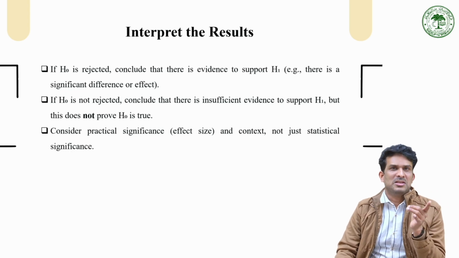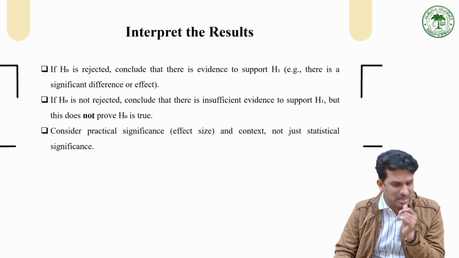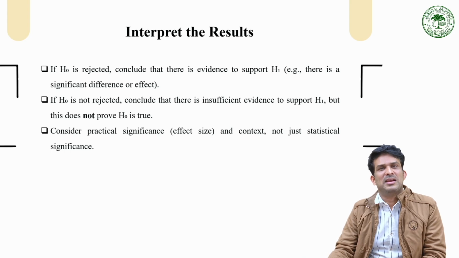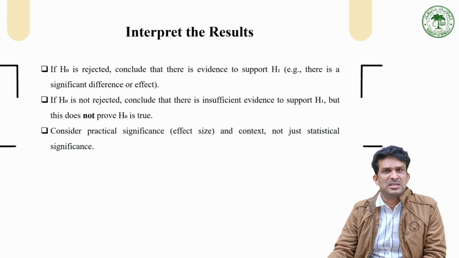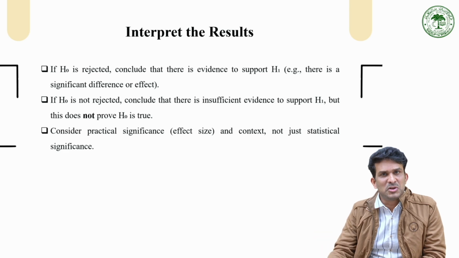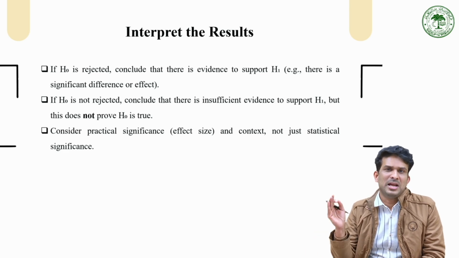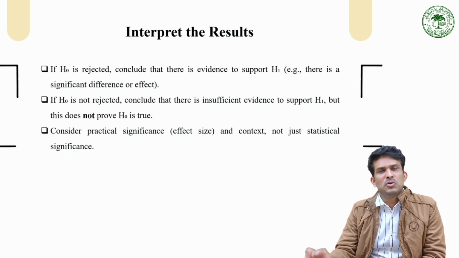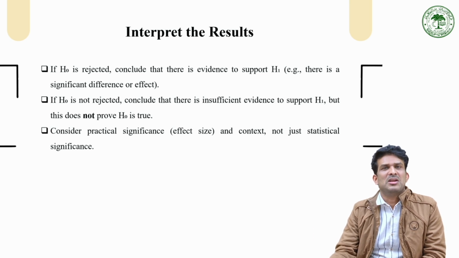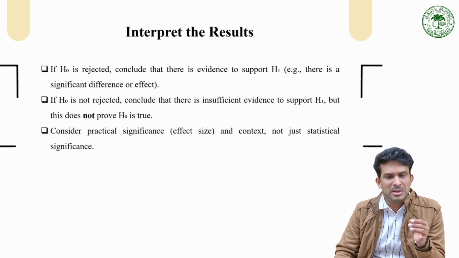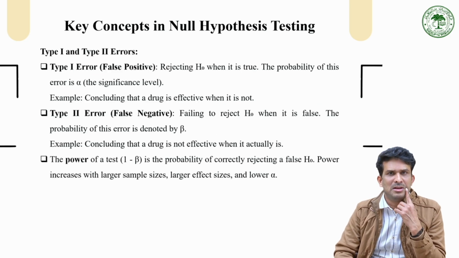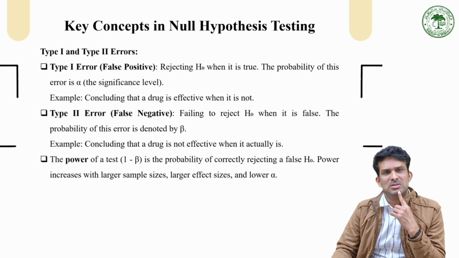Now interpret the result. Once the null hypothesis is rejected, that means there is a significant relationship between x and y. There is a significant difference between x and y. If the null hypothesis fails to be rejected, you can say that the interpretation is there is no significant difference between x and y. There is no significant relationship among x, y and z. This will be the interpretation of the testing of hypothesis.